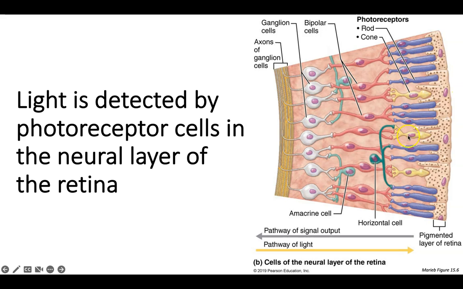So if we look more closely at the neural layer, and you can actually see the pigmented layer over here, very thin over here on the right, but the rest of this would be the neural layer. And this is the layer in which photoreceptors exist. And these photoreceptors serve to detect photons, which are particles of light. So there are going to be the sensory receptor cells of vision.